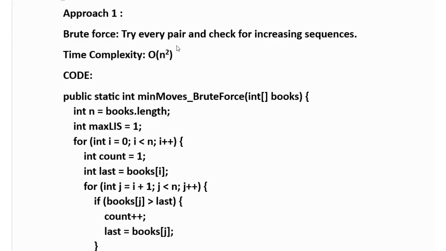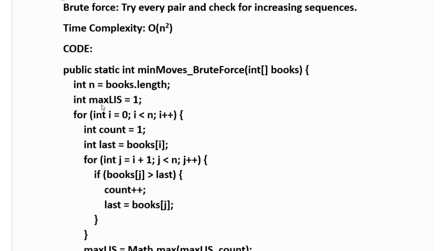So now let's take a look at approach 1, which is the brute force approach, where we will try every pair and check for the increasing subsequence. As for approach 1, the first approach that comes to mind is to find the books that are already at the correct position, and then we will subtract the number of the books that are at the correct position from the length to get the number of the books which are at incorrect position.